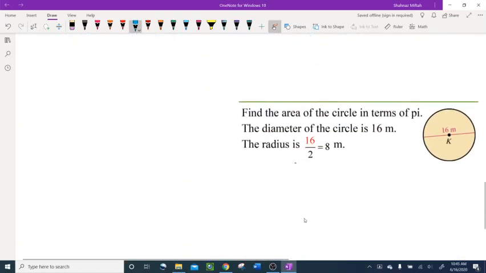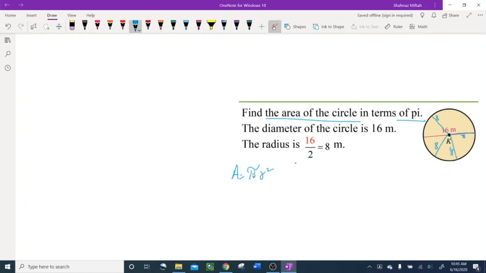This is find the area of the circle in terms of pi, area of a circle. So area of a circle means A equals pi r squared. In terms of pi, which means leave the pi. The diameter of the circle is 16, the radius is 8. Of course, you divide by 2, then you get, this is radius, for example. So that's 8. I mean, you can draw a line up here, and this is also radius. You can draw it here, that's also radius. Anywhere you draw from the center, that's a radius.